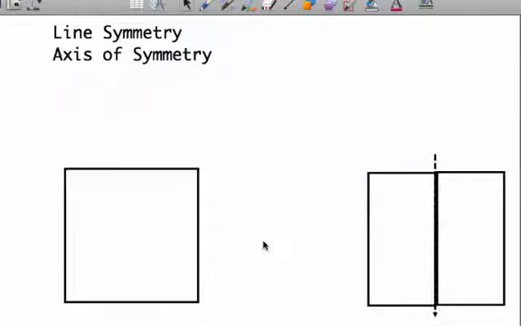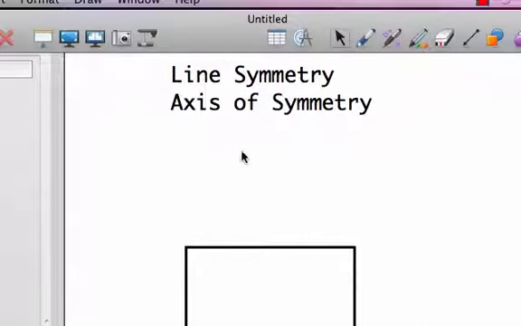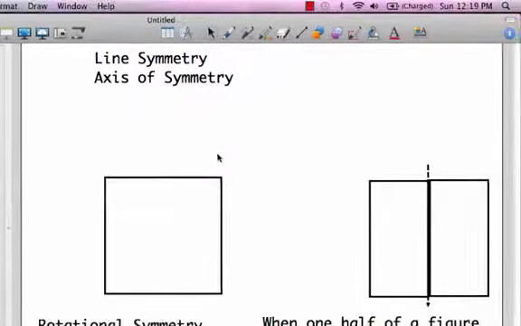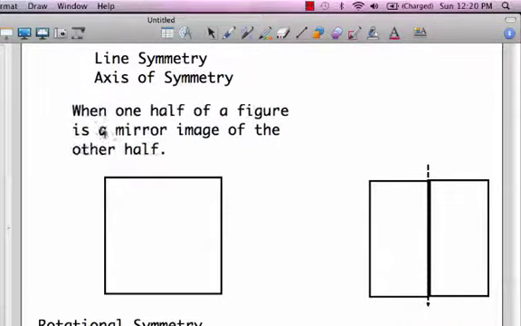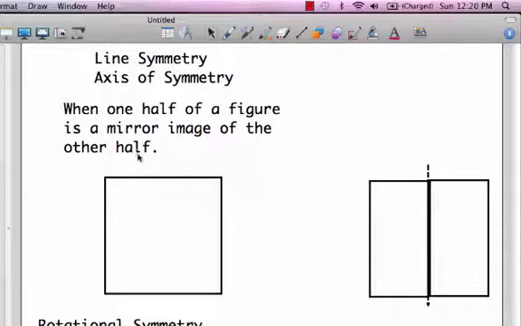Ooh, symmetry. All right. So we have line symmetry and axis of symmetry. Those two terms mean the same thing. Axis of symmetry sounds a little more sophisticated. So if you want to impress people with your geometry speak, you want to use that term. So all this is when one half of a figure is a mirror image of the other half.